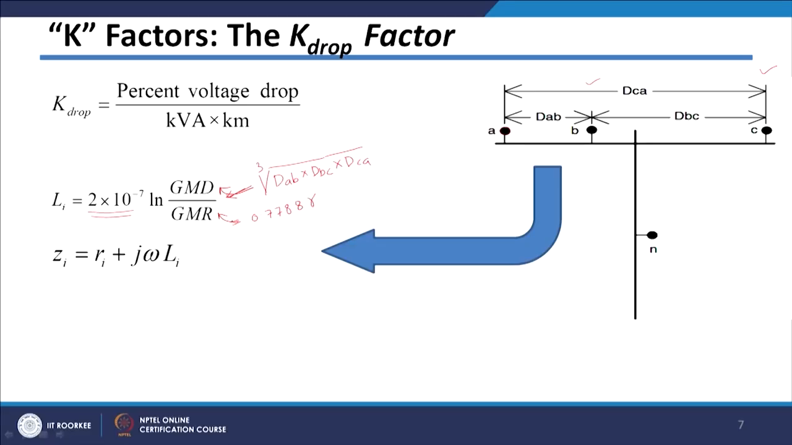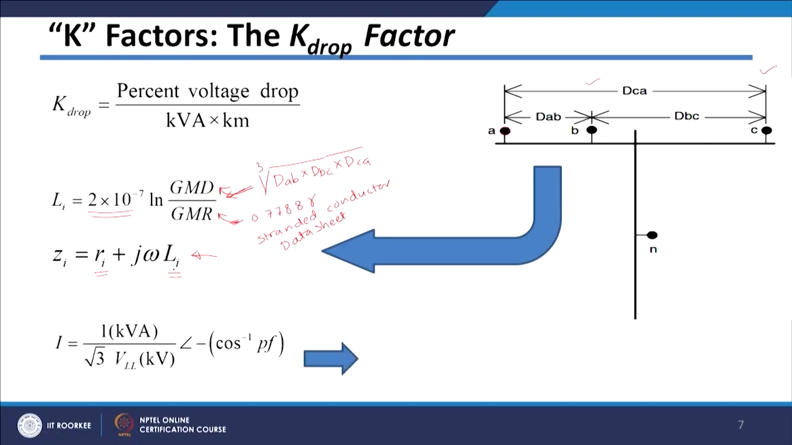However, if the conductor is a standard kind of conductor, then you can get the GMR from the data sheet of the conductor. Once you get the inductance, you can calculate the impedance of the conductor for 1 kilometer length by knowing the resistance of the conductor and inductance of the conductor. This will be the impedance of 1 kilometer.